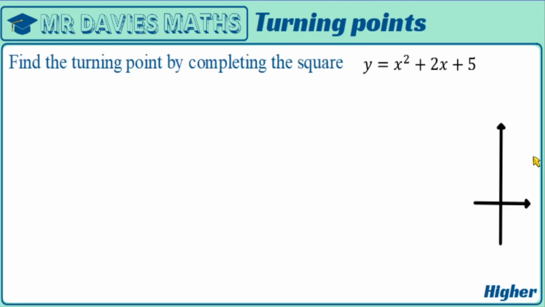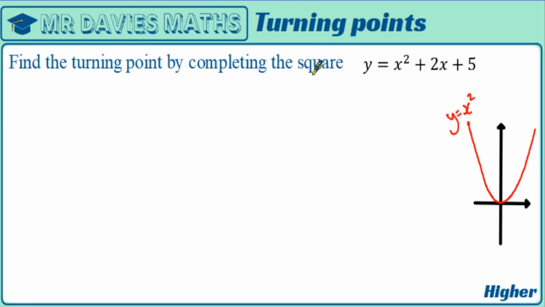So, y equals x squared plus 2x plus 5, well that's a quadratic graph. I know this because the highest power of x is a square. Now, let's start looking at the y equals x squared graph. So this is our standard y equals x squared graph.